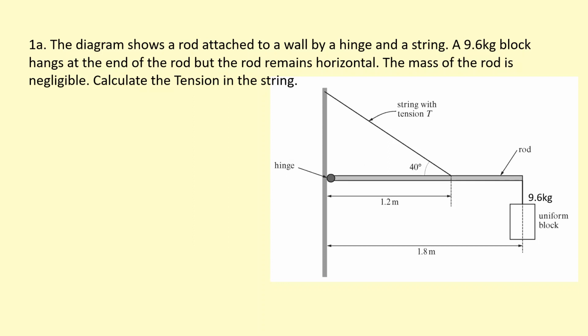Okay, the diagram shows a rod attached to a wall by a hinge and a string. A 9.6 kilogram block hangs at the end of the rod, but the rod remains horizontal. The mass of the rod is negligible. Calculate the tension in the string.